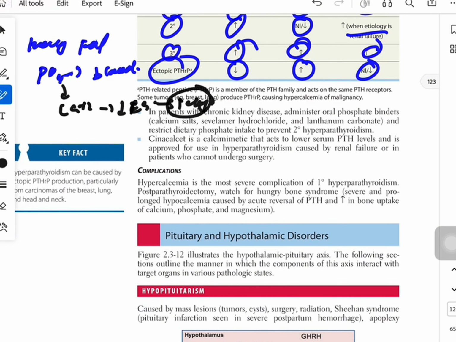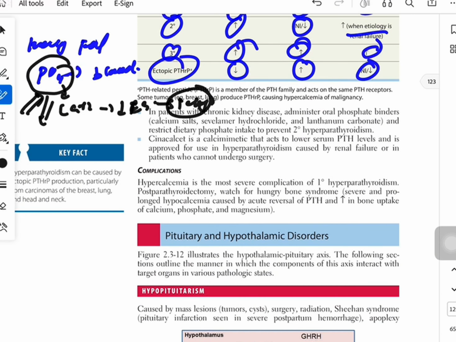So what do we have to do? How can we treat a patient with hyperphosphatemia? We basically give a drug. The name of the drug is sevelamer, which binds with the phosphate. When it binds with the phosphate, it will inhibit the absorption of the phosphate from your GIT, and it will go into your stool. When it goes into your stool, what is going to happen? It will basically decrease in your body.